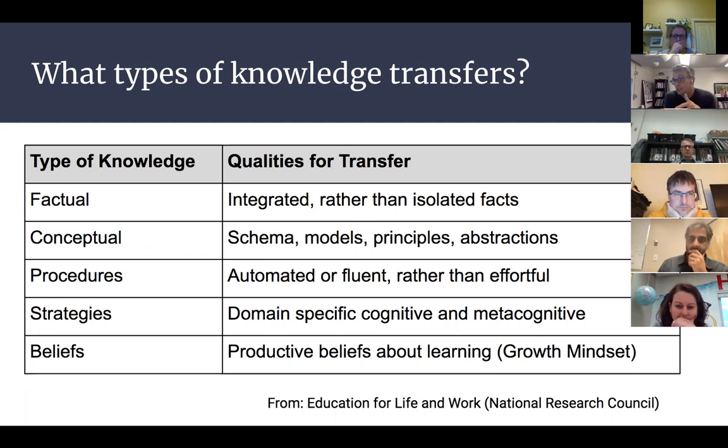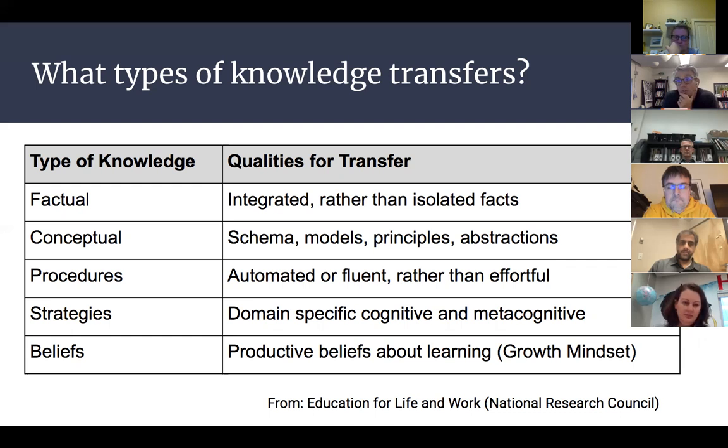And so we want to integrate knowledge around big ideas and big questions. Conceptual knowledge, for it to be transferable, needs to be schema. It has to be models. It has to be around principles. And abstraction. So being able to learn things and then build abstracted ideas that can be applied elsewhere. Procedures, for them to transfer, need to be automated, fluent. So in the world of math, the more fluent some of the foundational procedures are, the more easily transferable they are. So students aren't thinking about them every time they're solving problems.